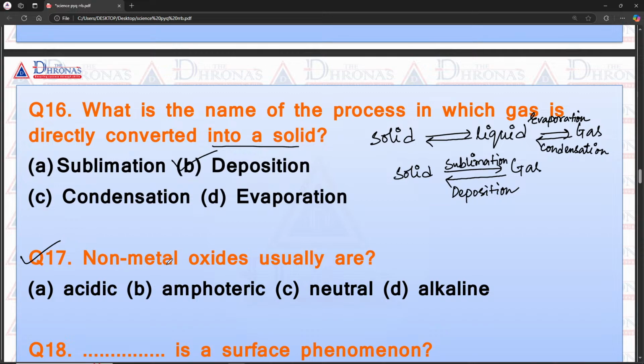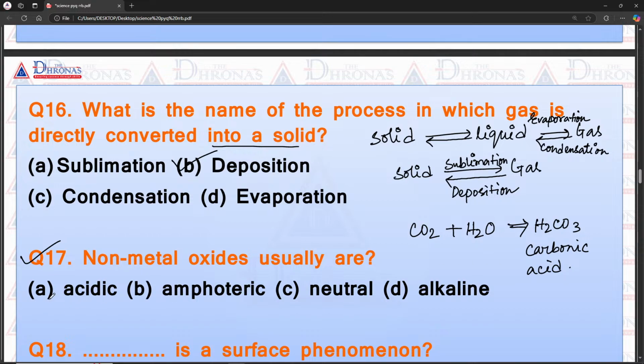Now question number 17. Non-metal oxides usually are. Non-metal oxides means suppose you can take carbon dioxide. Carbon dioxide को अगर आप पानी में दोगे H2O, then it will form H2CO3, carbonic acid. या फिर अगर आप कोई भी नाइट्रोजन के ऑक्साइड्स लोगे, देन सल्फर के ऑक्साइड्स लोगे, तो ये सारे नॉन मेटल ऑक्साइड्स हैं. नॉन मेटल ऑक्साइड जब भी आप पानी के साथ मिलाओगे, it will form nitrous acid, nitric acid, sulfuric acid, like that. That means these non-metal oxides form acids.